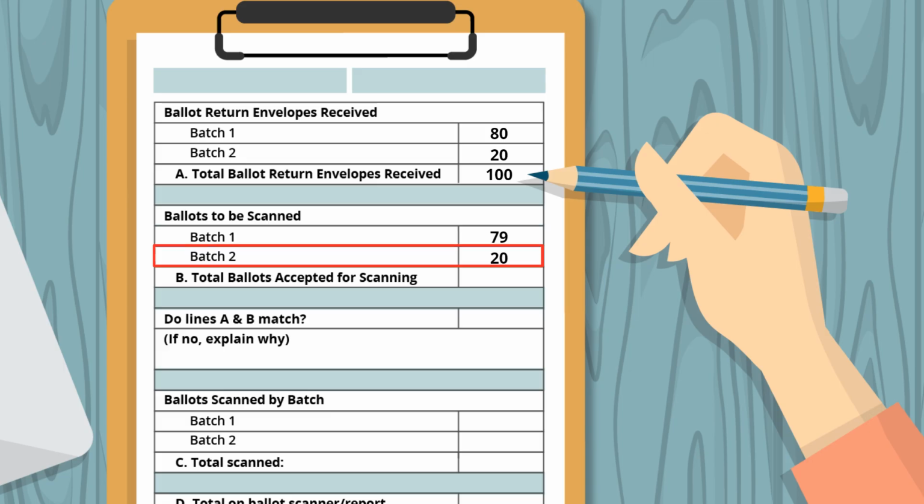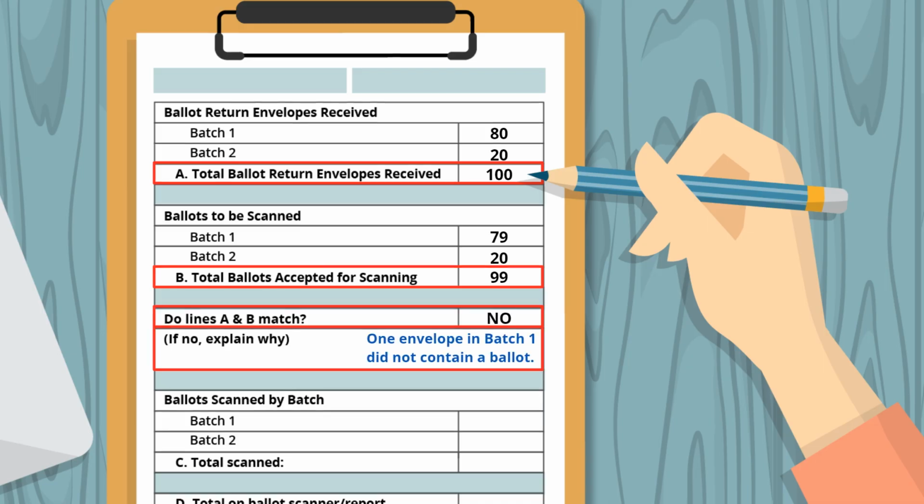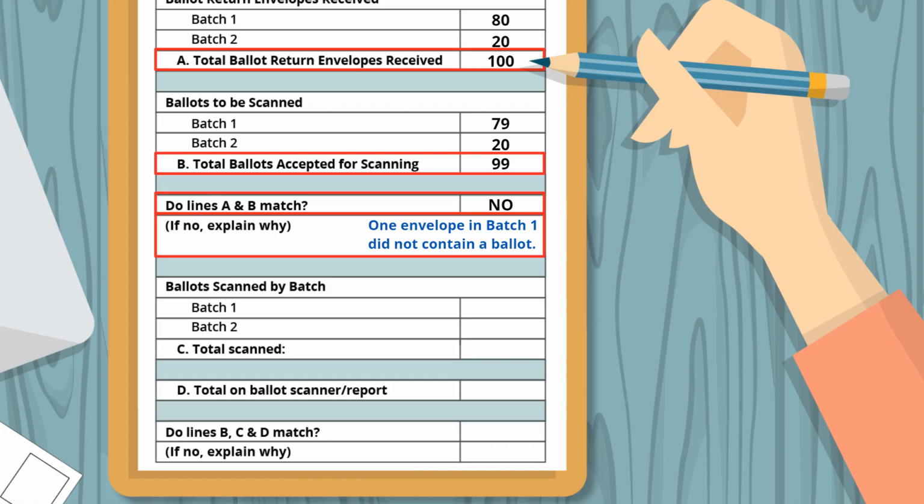Adding the numbers from each batch shows a total of 99 ballots should have been scanned, which is entered on line B. Lines A and B do not match because batch 1 included one return envelope that didn't actually contain a ballot. This is carefully noted.